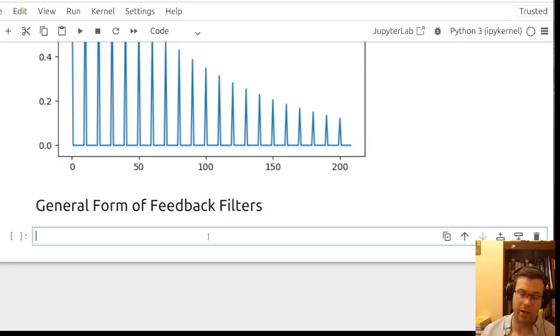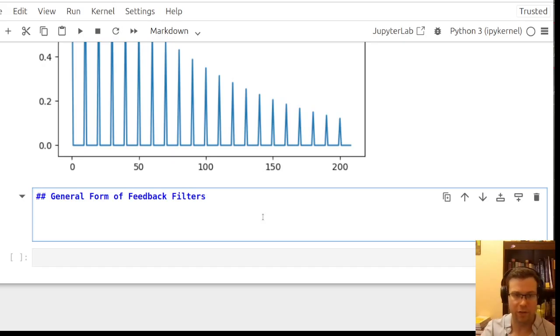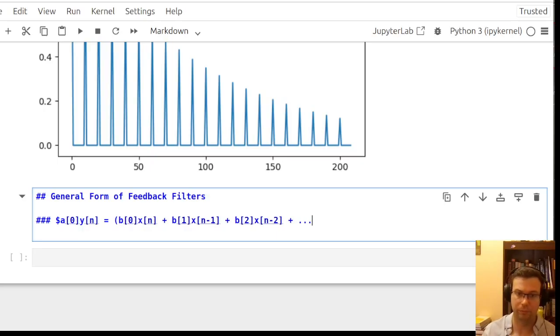Okay, so now that we've done that, I want to generalize beyond a single feedback term. And I want to write a general form of a difference equation here. So what I'm going to say is the following: a0 times y[n] equals b0 times x[n] plus b1 times x[n-1] plus b2 times x[n-2], and so on. We can have as many of these terms as we want.